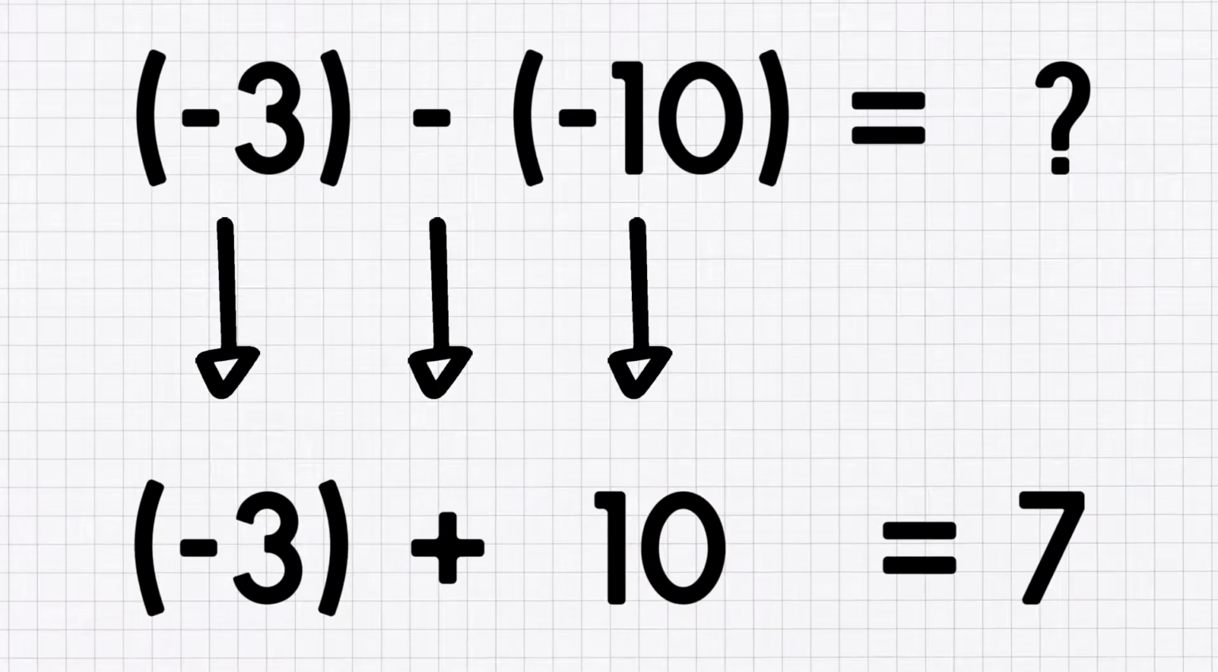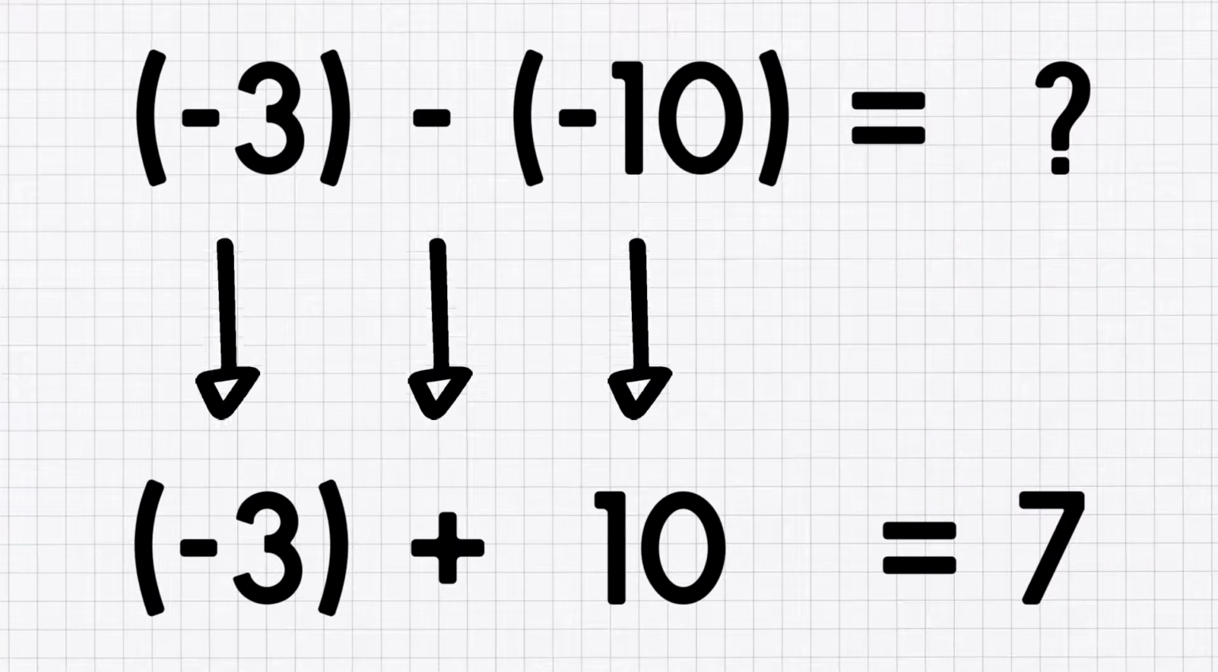Our new equation will be negative 5 plus positive 2, which gives us a sum of negative 3. Next, we have negative 3 minus negative 10. Same process. So we have the new equation, negative 3 plus positive 10, which gives us a sum of positive 7.